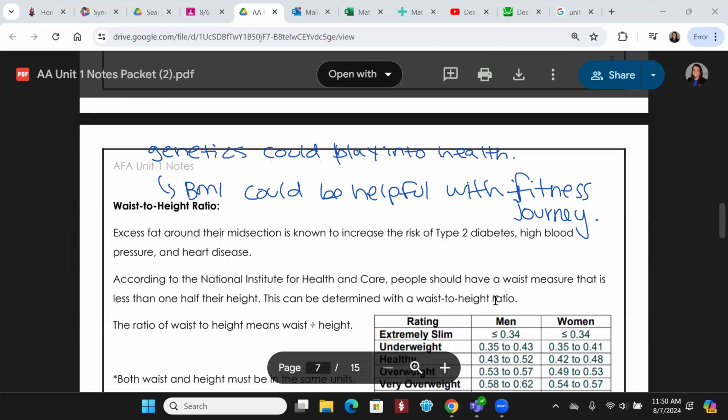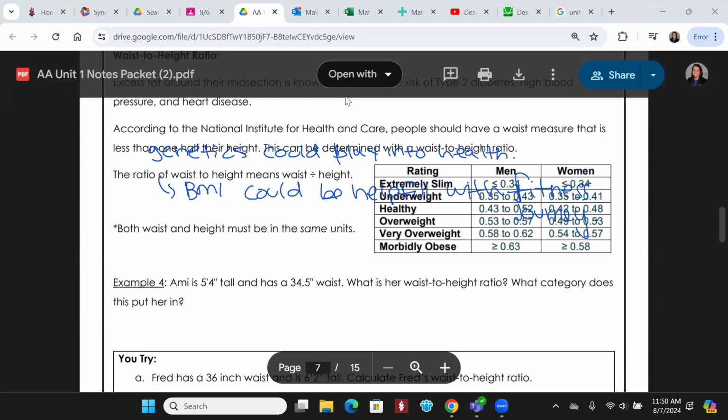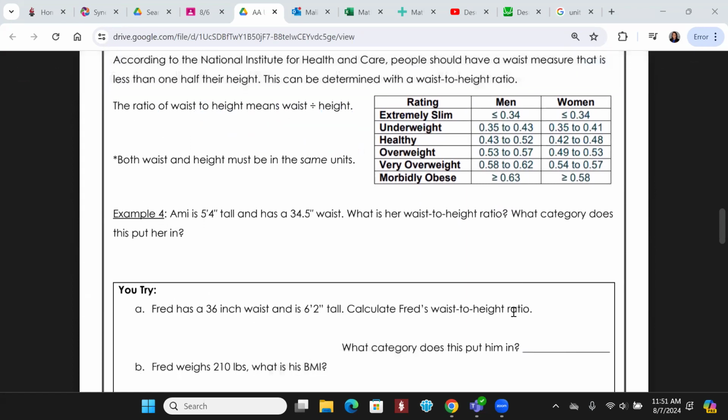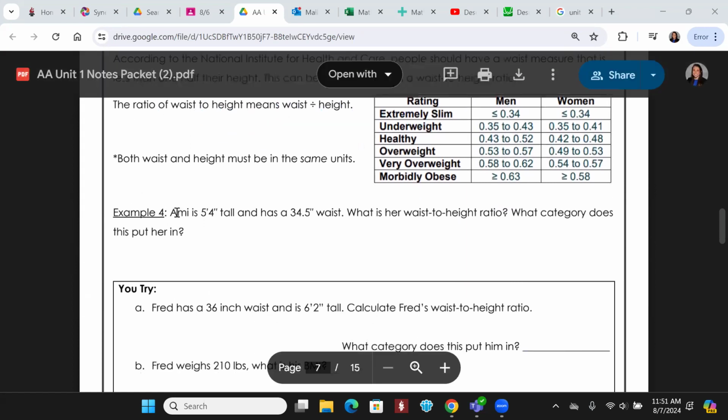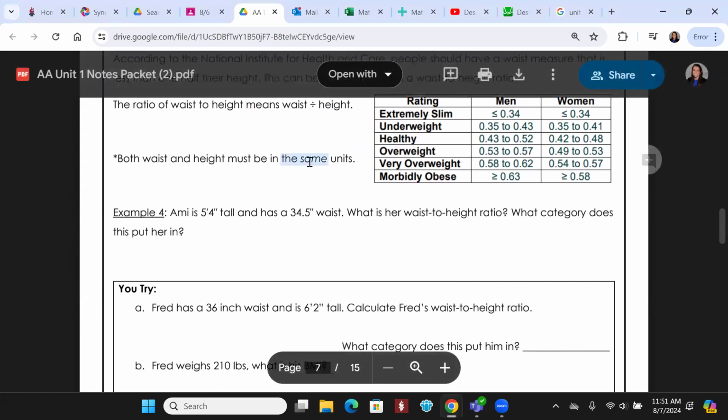So looking at this, a similar kind of chart that we've been dealing with, but we're going to deal with our waist and our height. Amy, or Ami, depending on how you want to read that, is 5'4" and has a waist of 34 inches. What is her waist to height ratio? Now you have to make sure that they're in the same units. So both have to be in inches.